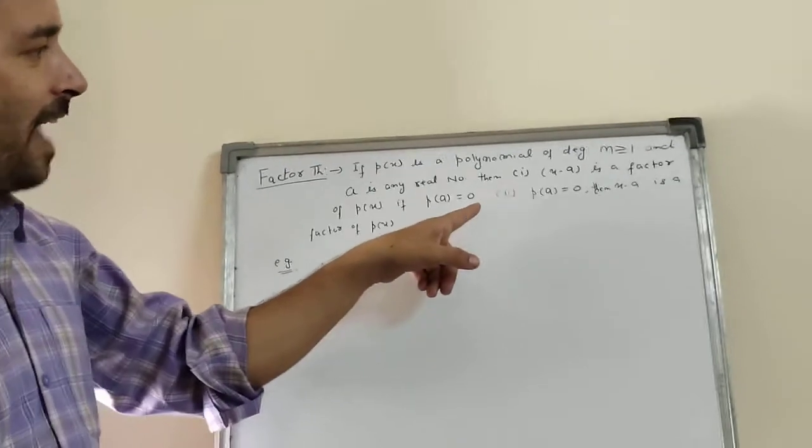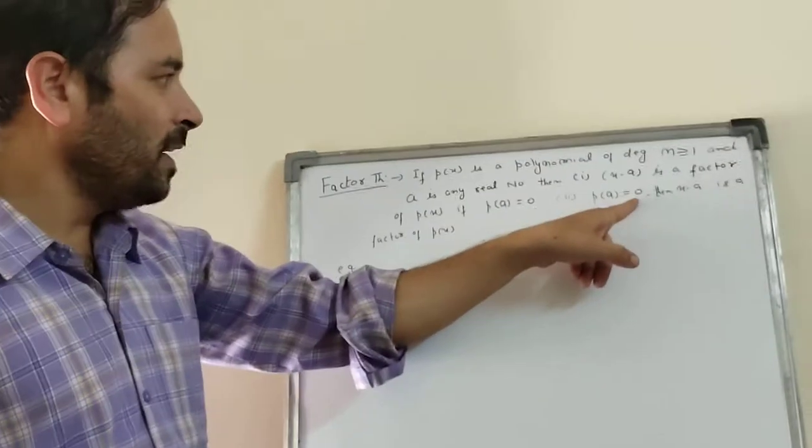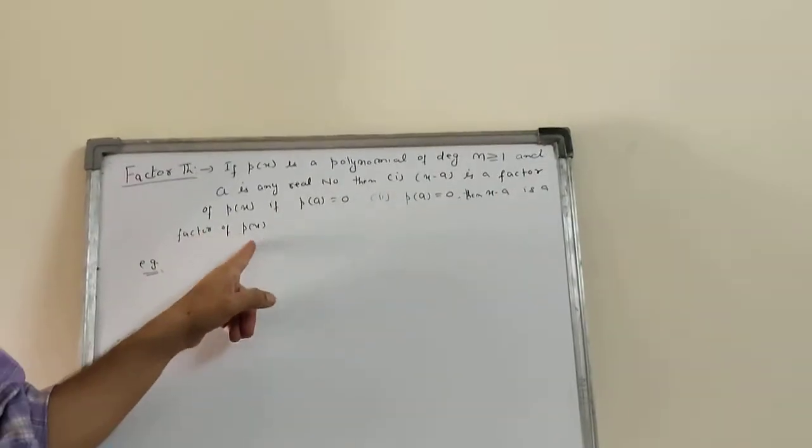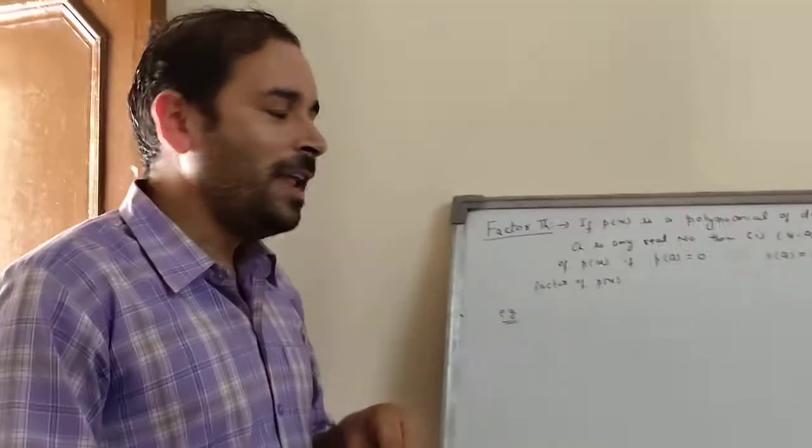And conversely, we can say that if p(a) is equal to 0, then x minus a is a factor of p(x). So let us elaborate this with the help of an example.